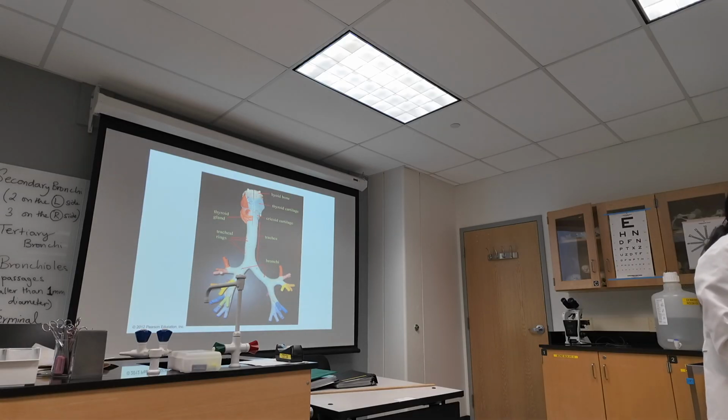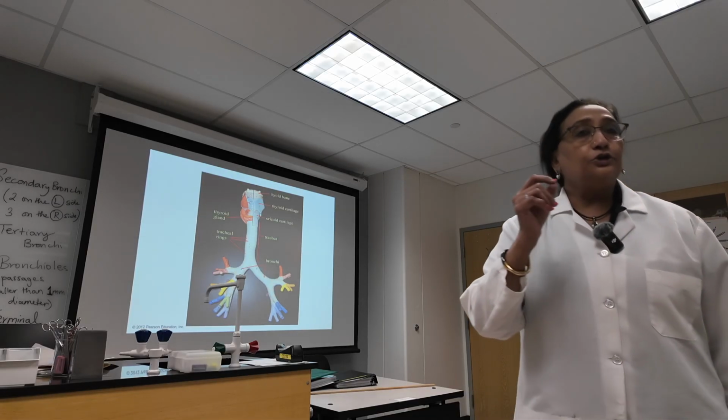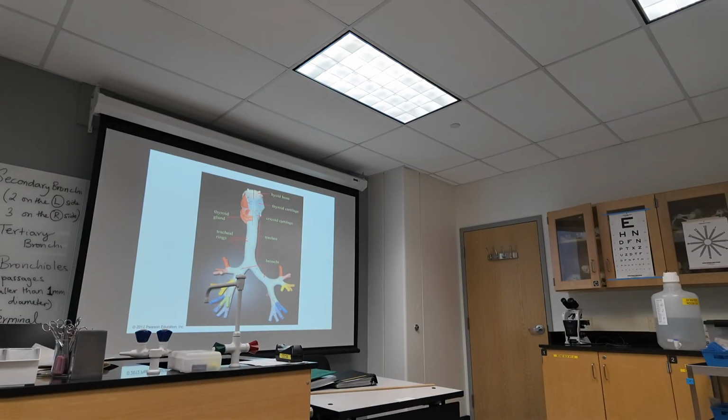Let's start with this then. What is the purpose of cartilage in a tube? What is the purpose of having cartilage in a tubular structure? Maintain patency, or to prevent the tube from collapsing. If it is only muscle, then it will completely close, right? So the cartilage allows the structure to remain open.